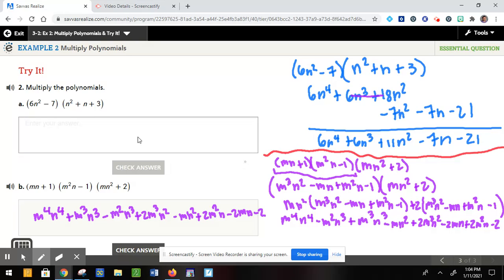For part B, I multiplied the 2 binomials together first, and I got that 4-term polynomial. Then I distributed the binomial to the 4-term instead of the other way around. Ended up with all of those terms. When I combined them, there really was no combining, actually, because there were no like terms. I just put them in order by degree, descending degree. All right, so that would be your answer there.